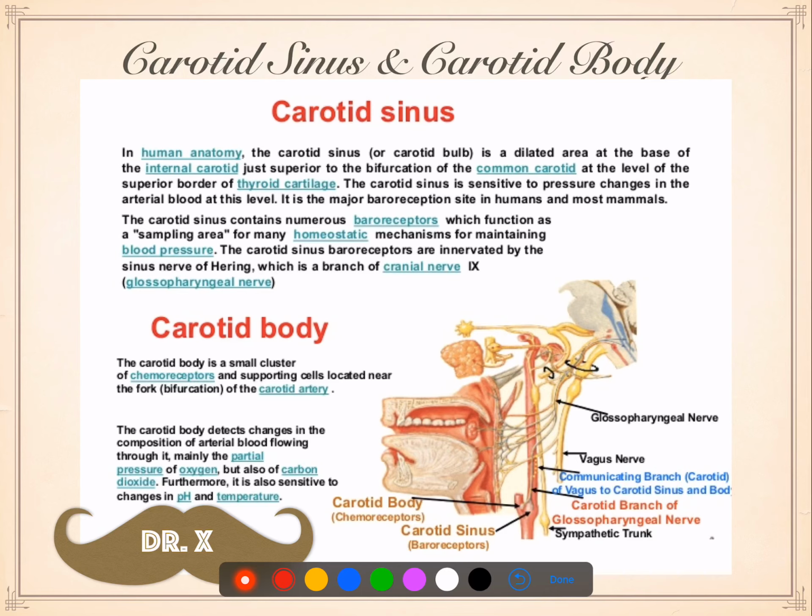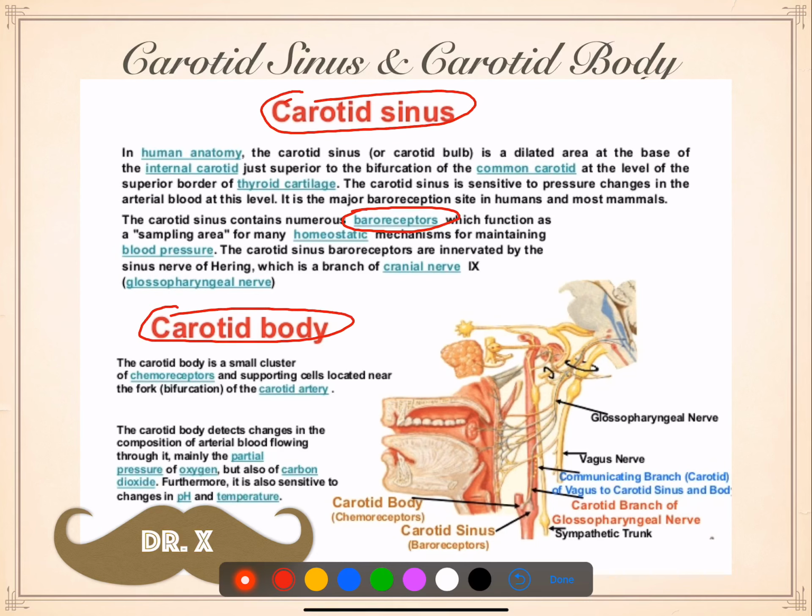Okay, everything is clearly given, but basically the confusion area is that the sinus helps in baroreceptors, whereas the carotid body helps in chemoreceptors.